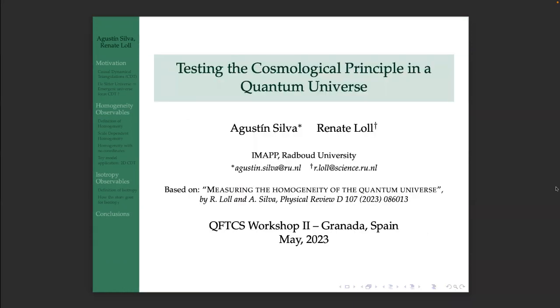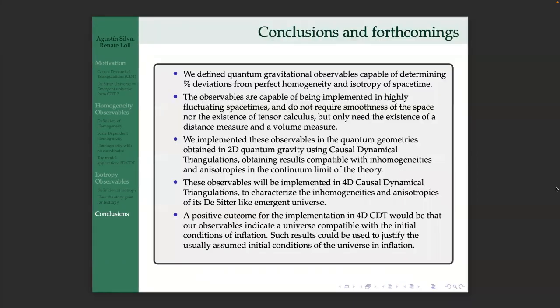So to conclude very quickly, we defined quantum gravitational observables capable of determining percentage deviations from perfect homogeneity and isotropy of spacetime only using distances and volumes. These observables are also scale dependent, so we can test these symmetries at different scales. We implemented them in 2 dimensions just to study their properties and to use in a very easy way, because this is our toy model, and we obtained very promising results.